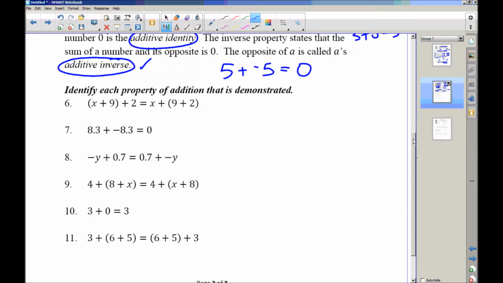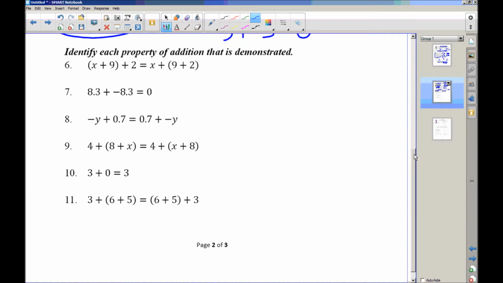All right, so this is the part that gives a lot of people trouble on the quizzes and tests, because this is something you can't just pick up your calculator and type in. So it says, identify which property of addition is demonstrated. Okay, so our first one is associative. It's not because it has parentheses, it's because the grouping symbol changed the order in which I did things. So notice the x, 9, and 2 are in the exact same order. All I did is change the grouping symbol so that instead of adding the x and 9 first, now I add the 9 and 2 first.